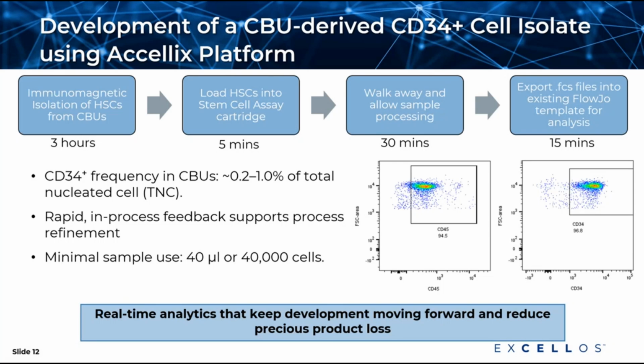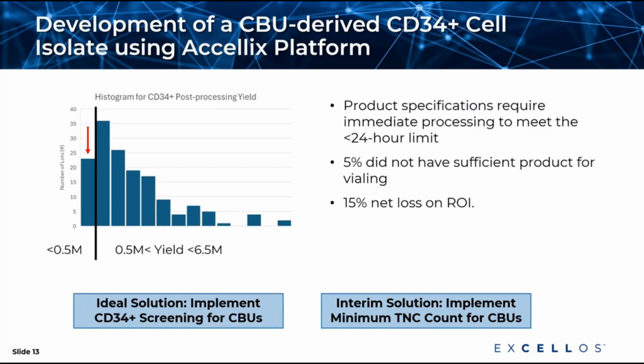But the other aspect is the minimal sample usage. With traditional flow, we require not just the stained sample, but single stain controls, fluorescence minus one controls, unstained controls. And with this niche cell population of CD34 cells, given that they're already such a low frequency in the cord blood units, we're really averse to taking so much of our final product in terms of quality control, release testing, and screening for purity. The Accelix is a huge advantage. We only need 40 microliters or 40,000 cells to perform this.